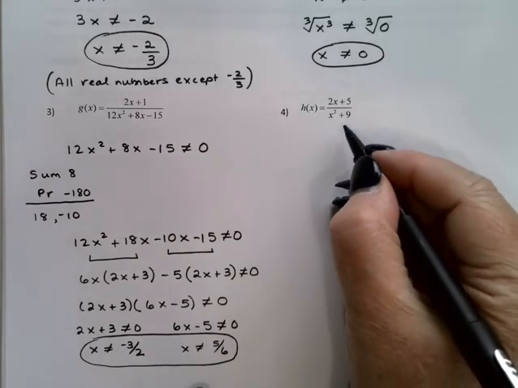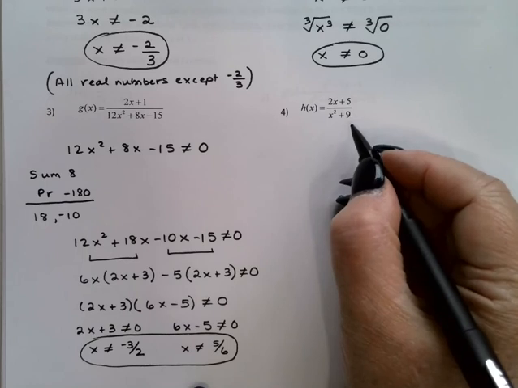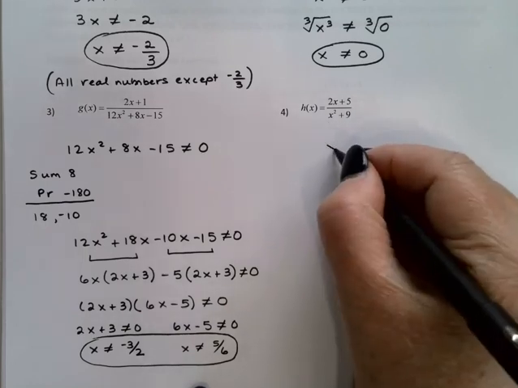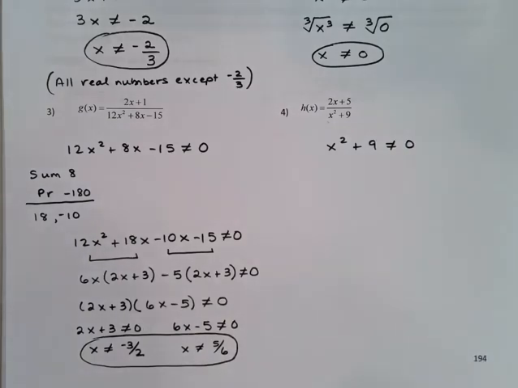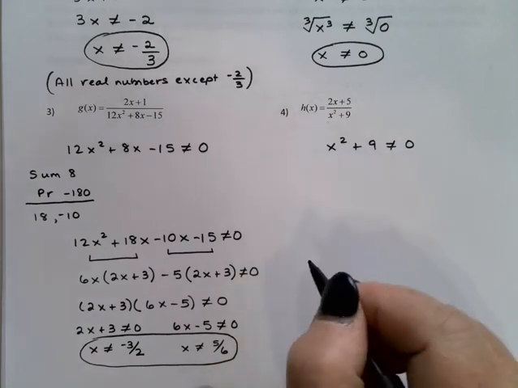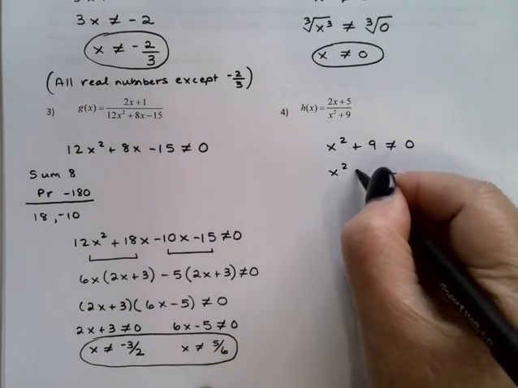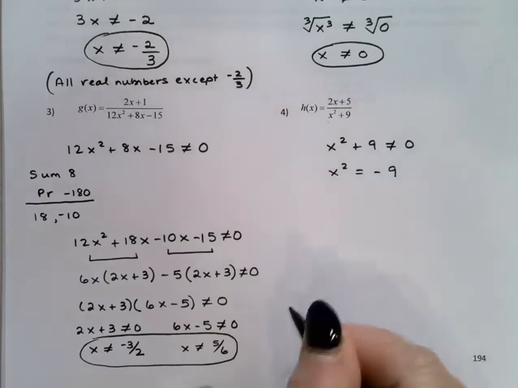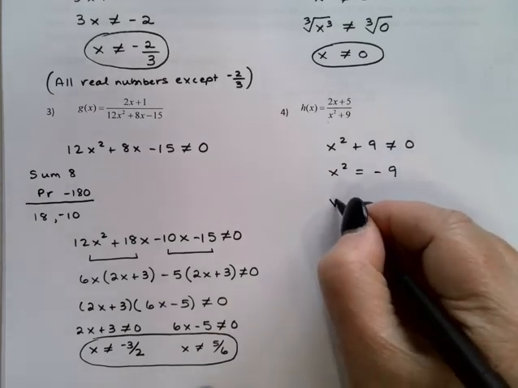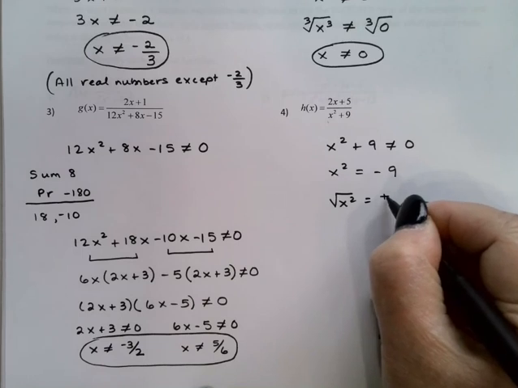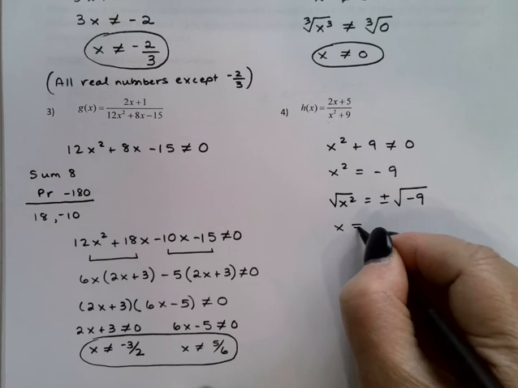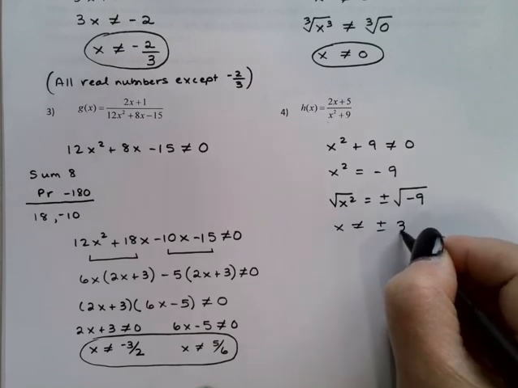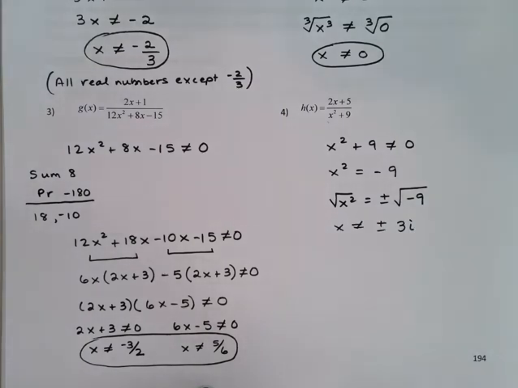All right, one more. In number 4, h of x has a denominator of x squared plus 9, and I know I'm not allowed to have that be 0. However, I don't think that ever is equal to 0. This doesn't factor, right? I could subtract the 9 over, and take the square root. So x is not equal to plus or minus, that would be a 3i with the negative under the radical.